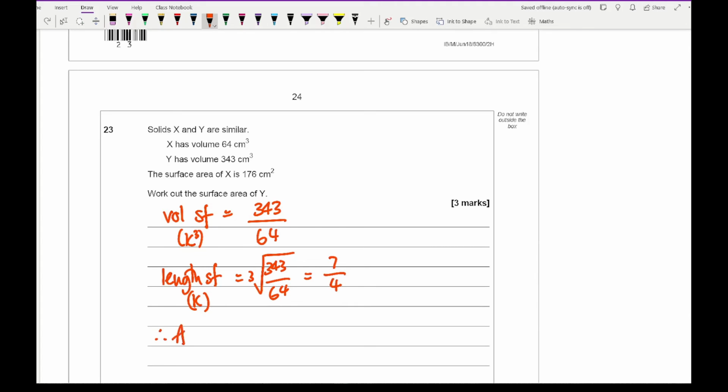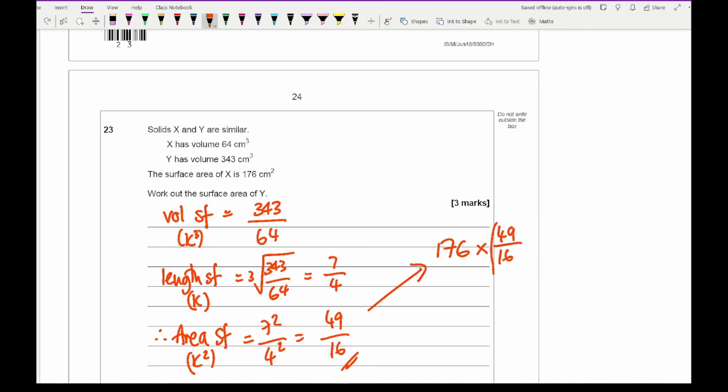So therefore, the area scale factor, which is k squared, is going to be 7 squared over 4 squared, which is 49 over 16. Then from this, to work out what the surface area of y is, I've got 176 multiplied by 49 over 16 equals, and that gives me an answer of 539, and that's going to be centimetre squared. And there is my final answer.